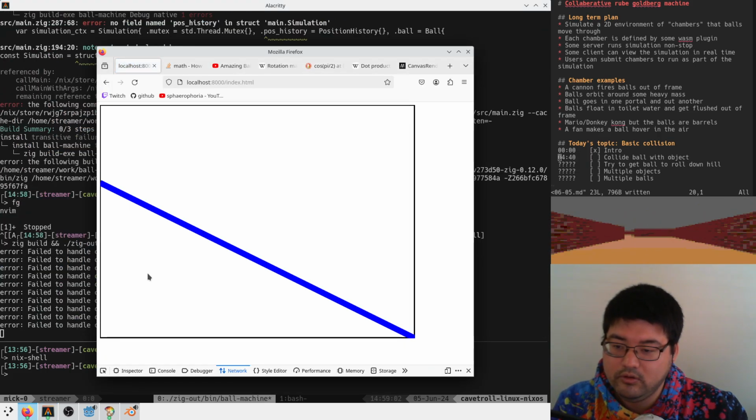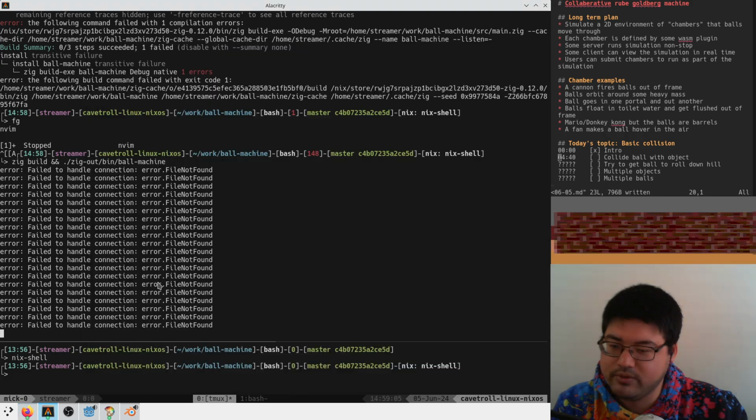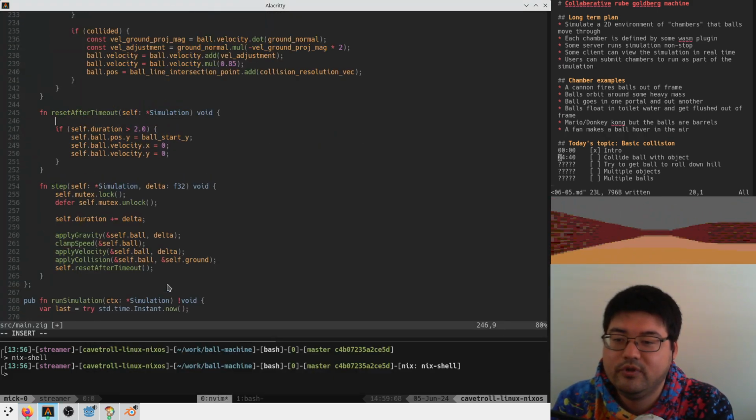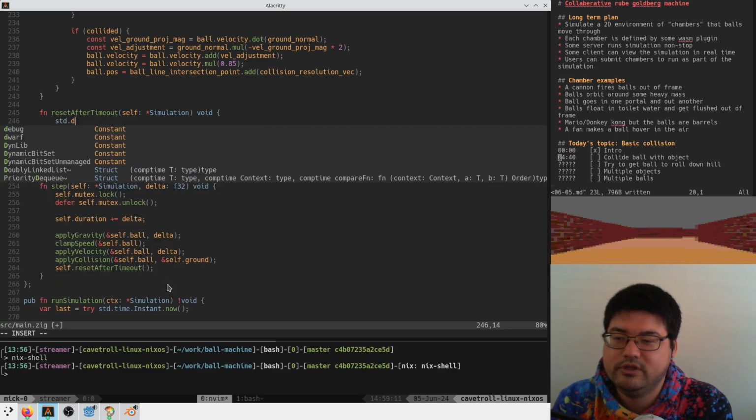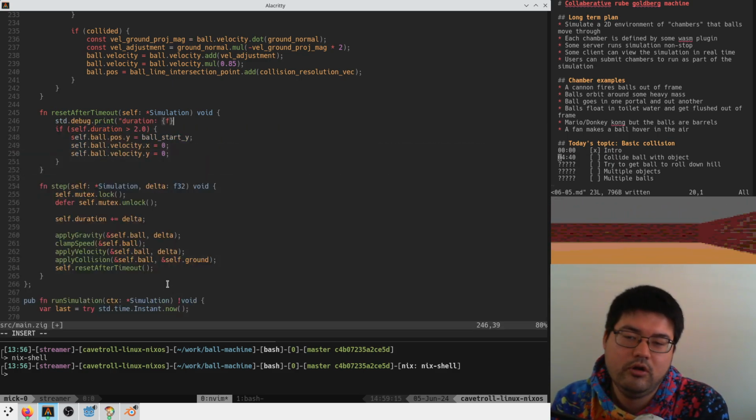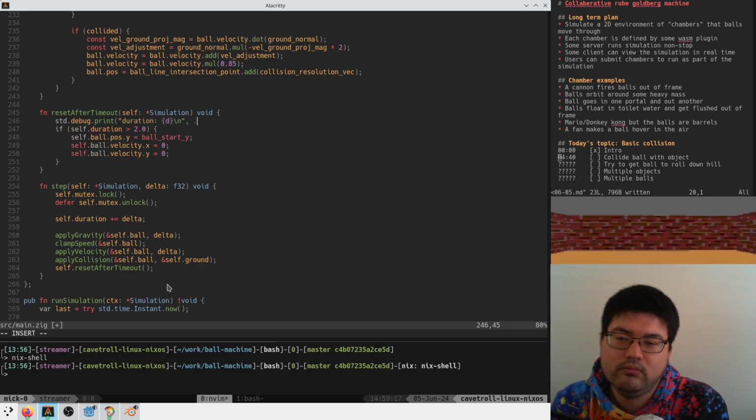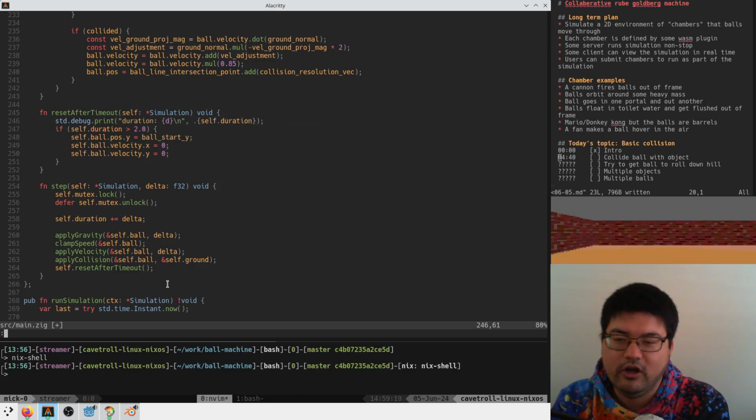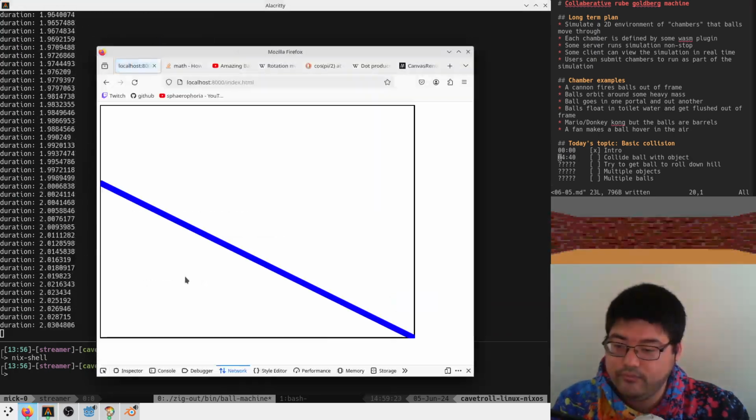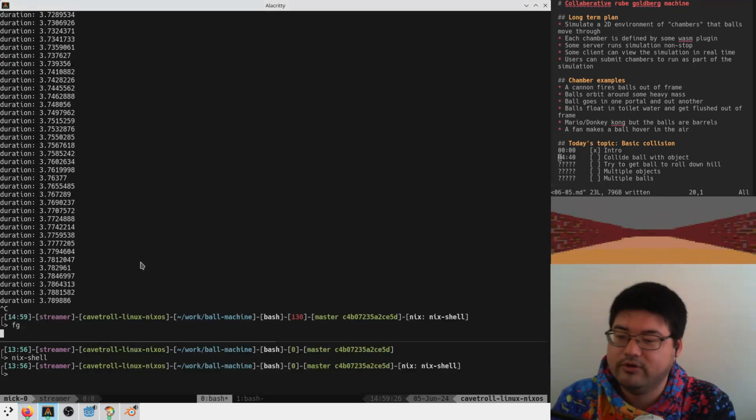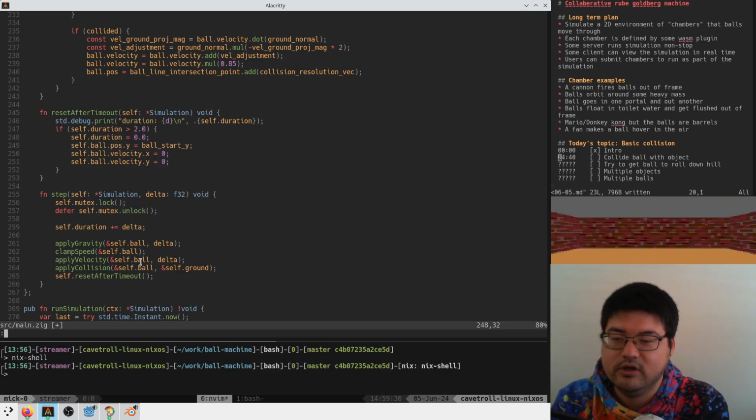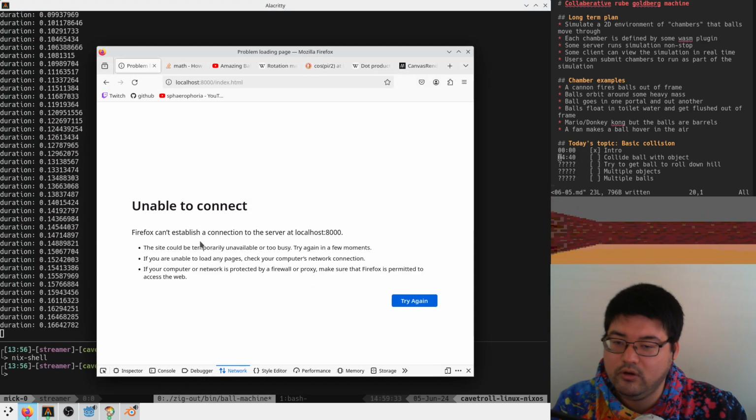Okay. He's definitely not resetting. Let's say debug print duration. What did I mess up? Oh, we also have to reset duration here, I guess. Self duration equals 0. Does that make it work?